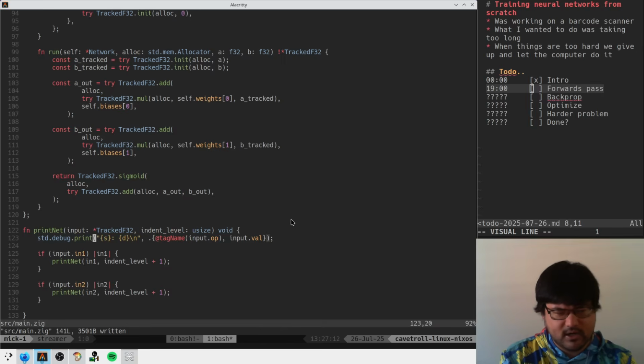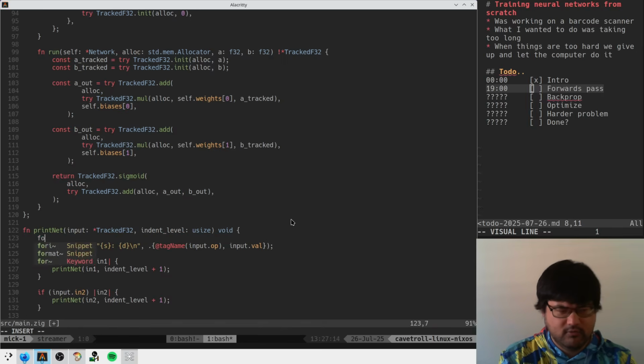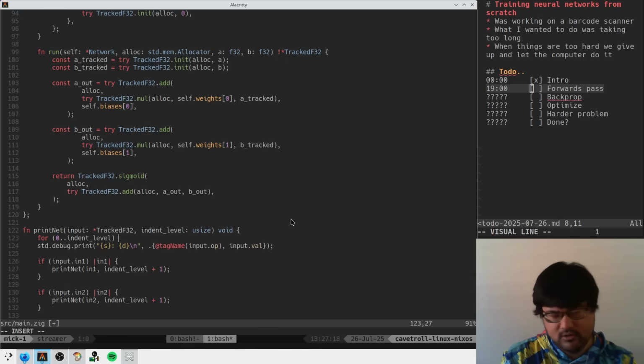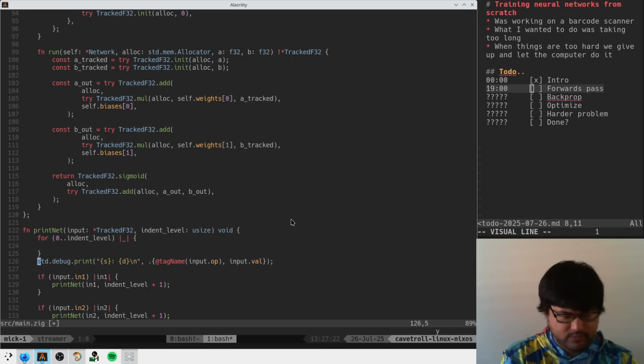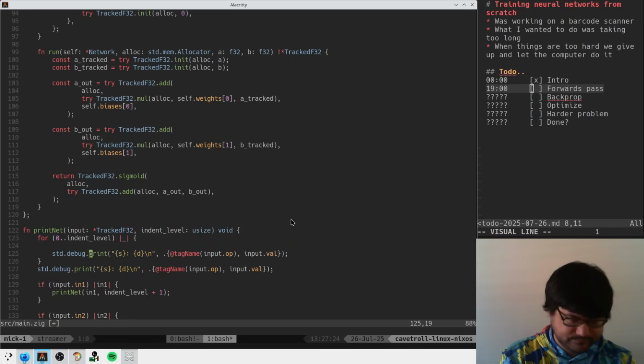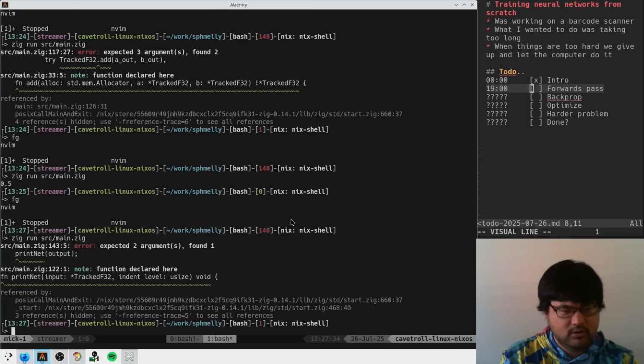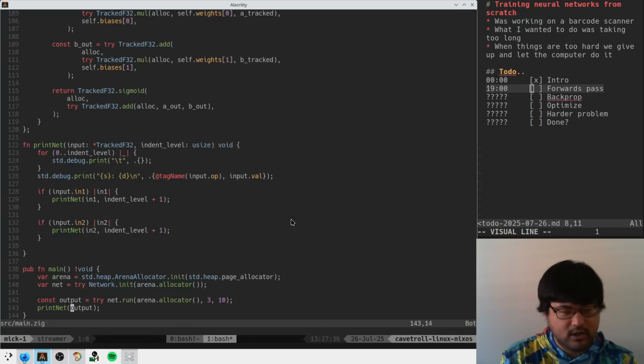And then here, I guess we have to say for 0 to indent level, we print some tabs, I guess. I don't know, man. Print net output. Close.